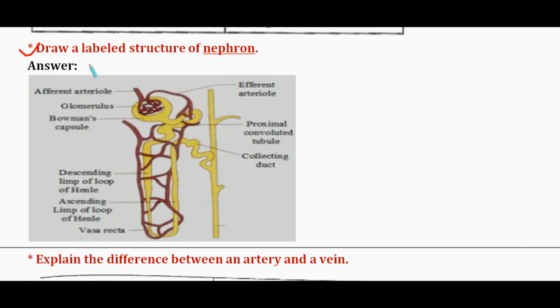Next question. Draw a labeled structure of nephron. This is a structure of nephron. You have to draw afferent arteriole, glomerulus, Bowman's capsule, descending limb of loop of Henle, ascending limb of loop of Henle, vasa recta, efferent arteriole, proximal convoluted tubule, and these are the collecting ducts. And you have to practice it in the notebook.